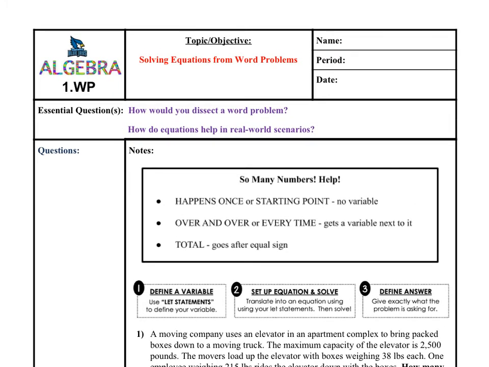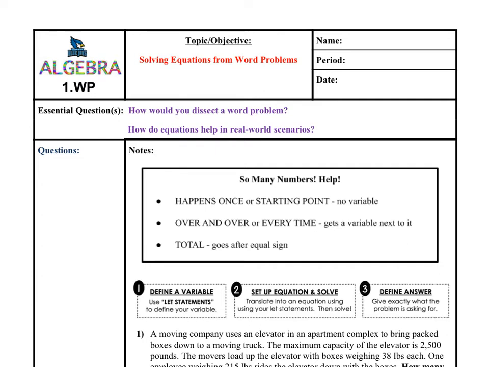that you want to look for: is there something that happens once or has a starting point that does not get a variable? Is there something that happens over and over and every time that gets a variable next to it? And then is there a total of some kind, which is going to go after the equal sign?